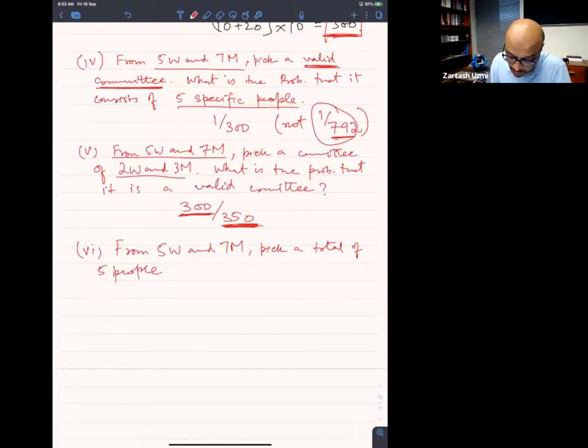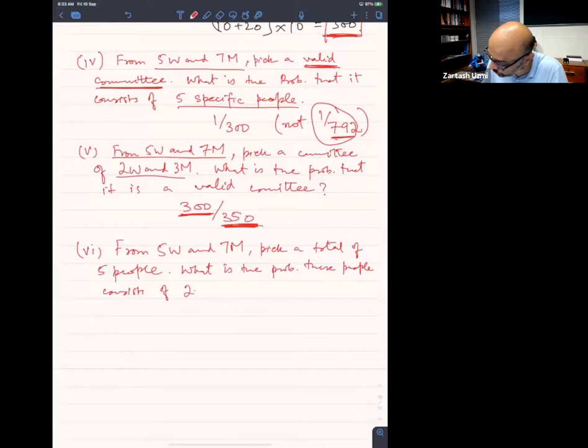12 choose 5. Pick a total of 5 people. We don't know whether all of them are men, all of them are women, or whatever is the mix. I am going to ask this question: what is the probability these people consist of 2 women and 3 men?